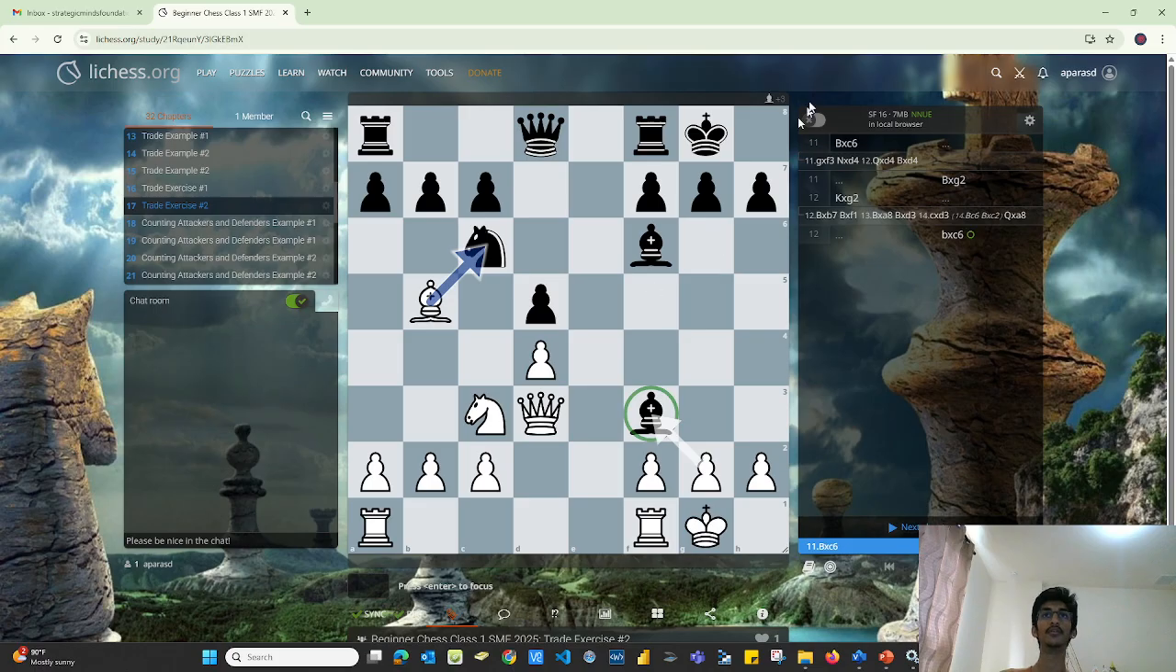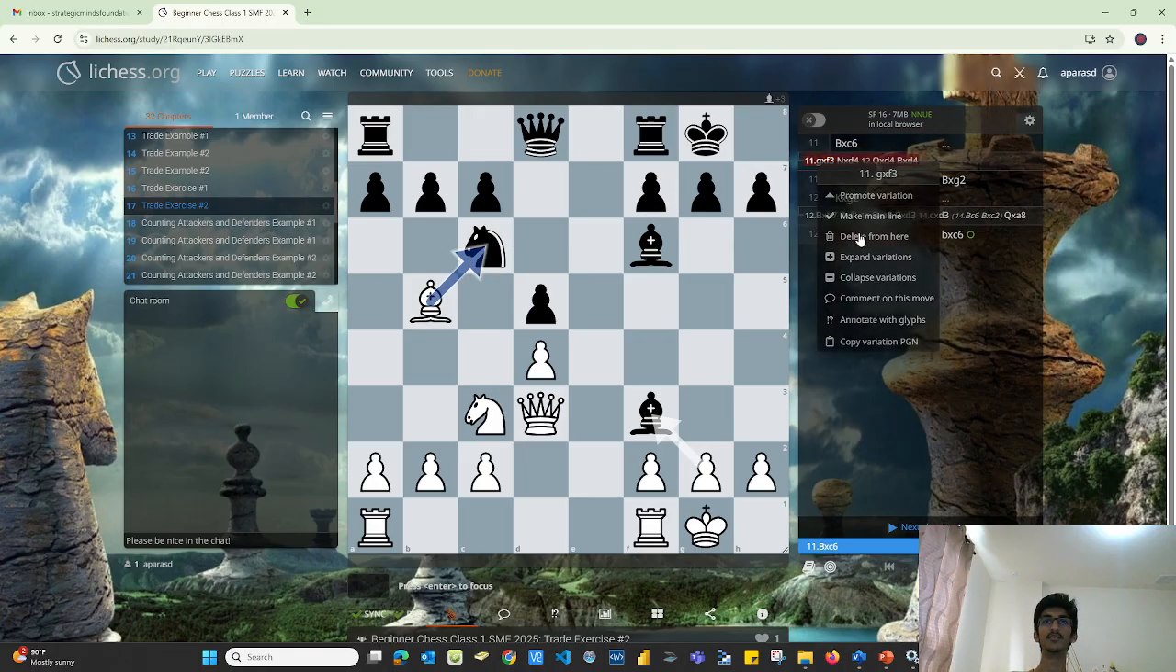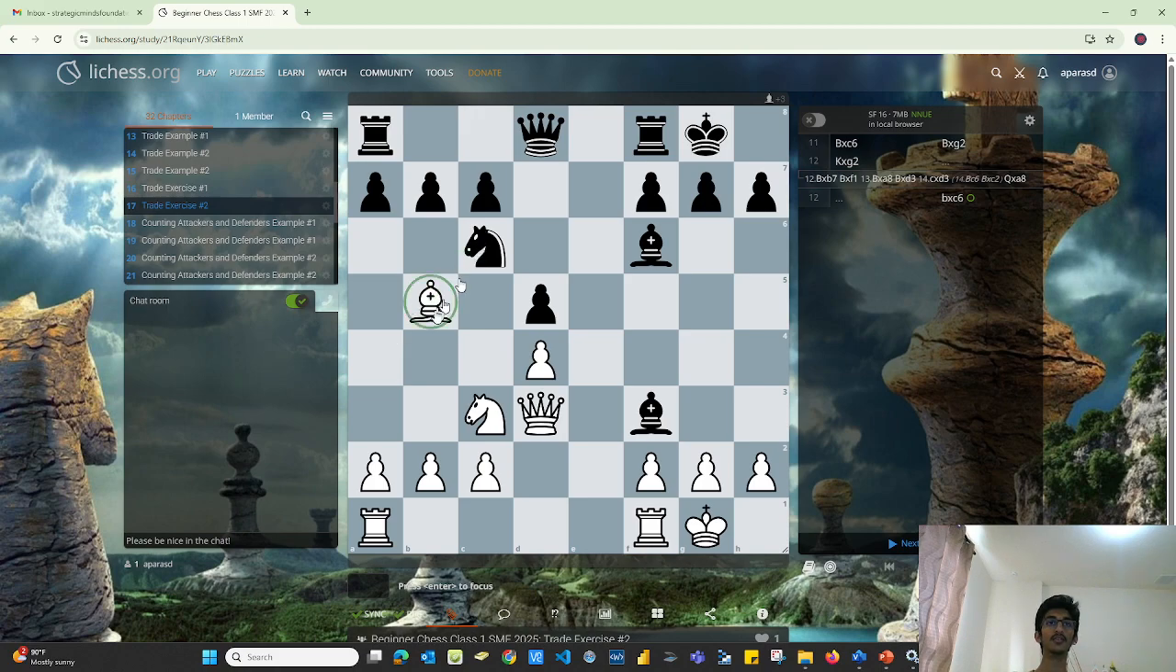Now, here's another one, right? So this one's a bit tricky, and what I want to ask you guys is, is this move, actually, I'm gonna take this out for now. Okay, that's better. Is this trade fair? Or is it fair, good, or bad for white?